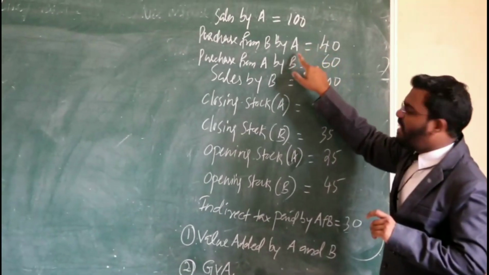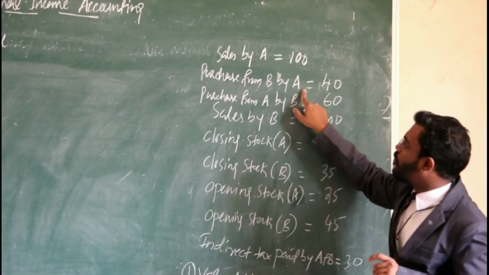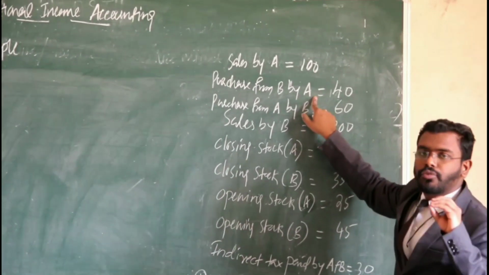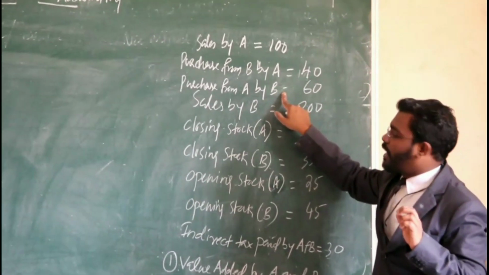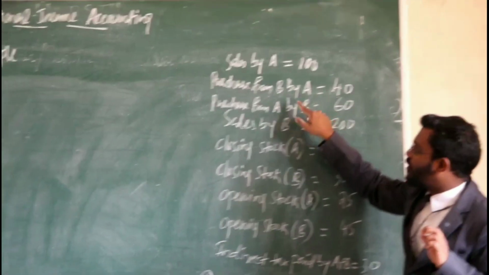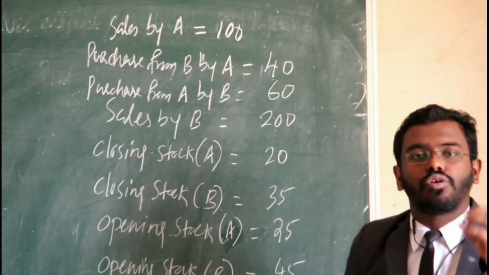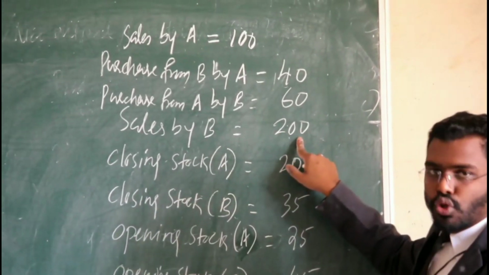So this is the intermediate cost of firm A, because firm A purchased from firm B. Okay, next one, purchase from A by B. That means B purchased some commodity from A, that is 60. So it will be the intermediate cost of firm B. Next one, sales by B, that is 200.